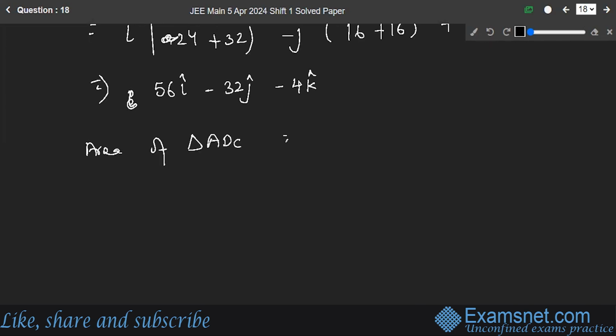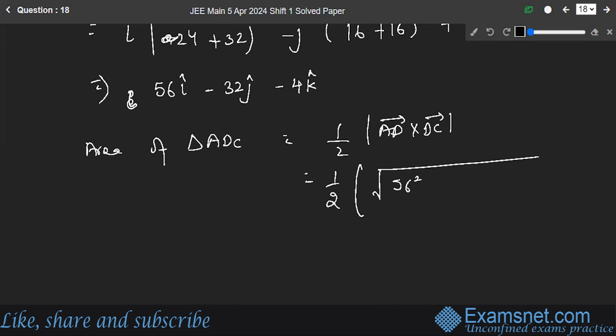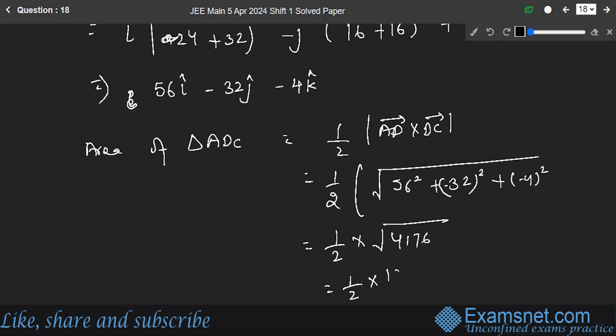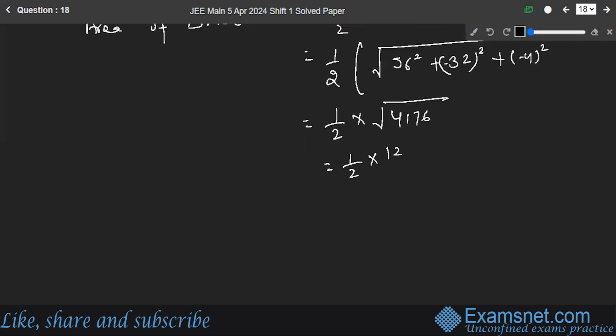Now, area of triangle ADC is given by half the magnitude of the cross product of AC and AD, and DC. This is half into root of 56 square minus 32 square and minus 4 square. Same thing, same one you got. This is root of 4176, 12 into root of 29.